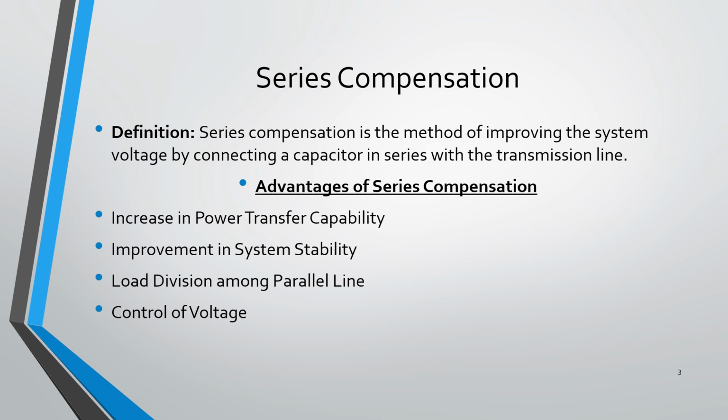So load deviation among parallel lines is the third advantage of series compensation. Series capacitors are used in transmission systems for improving the load division between parallel lines. Just remember, whenever a new line with a large power transfer capability is paralleled with an already existing line, it is very difficult to load the new line without overloading the old line.